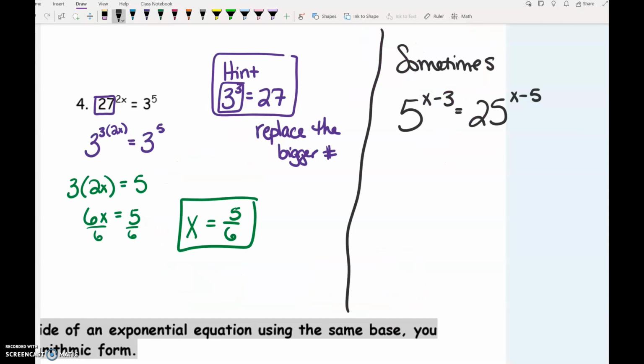So sometimes it's like this. 5 to the x minus 3 equals 25 to the x minus 5. Do you see how both exponents have more than one term in them? Which number would you replace? Would you replace the 5 or would you replace the 25?